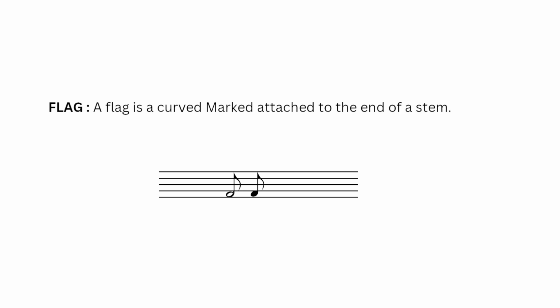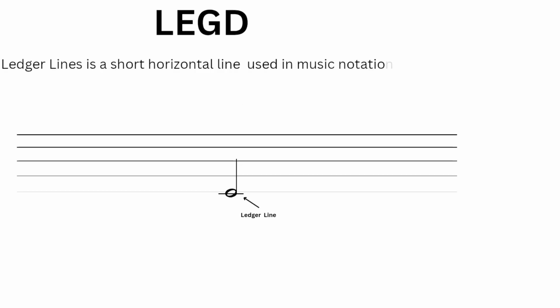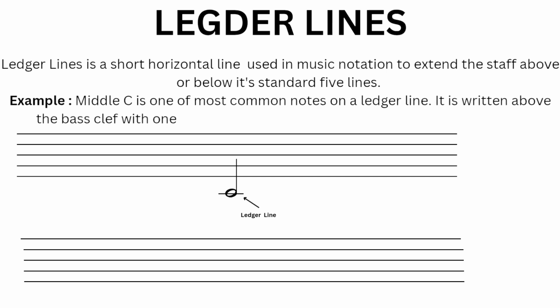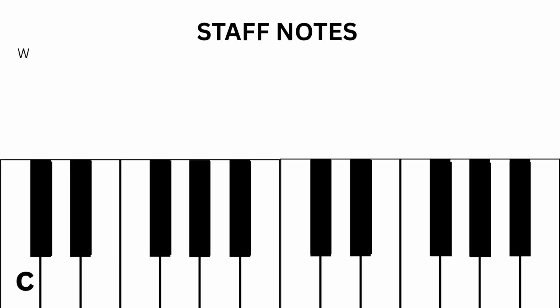Flag. A flag is a curved mark attached to the end of the stem. Ledger lines. A ledger line is a short horizontal line used in musical notation to extend the staff above or below its standard 5 lines. Staff notes.